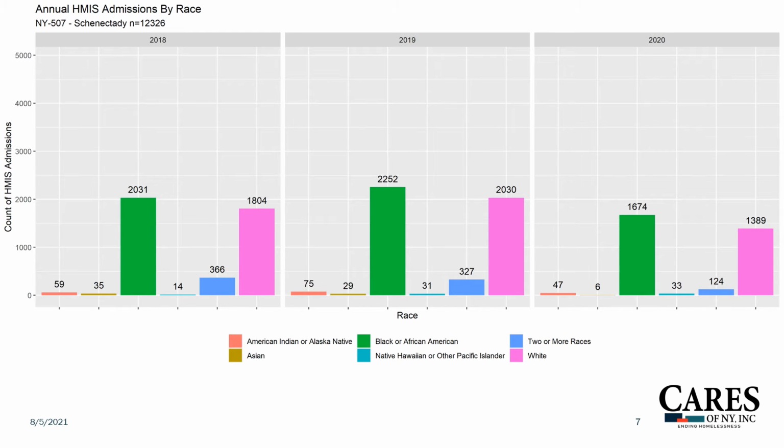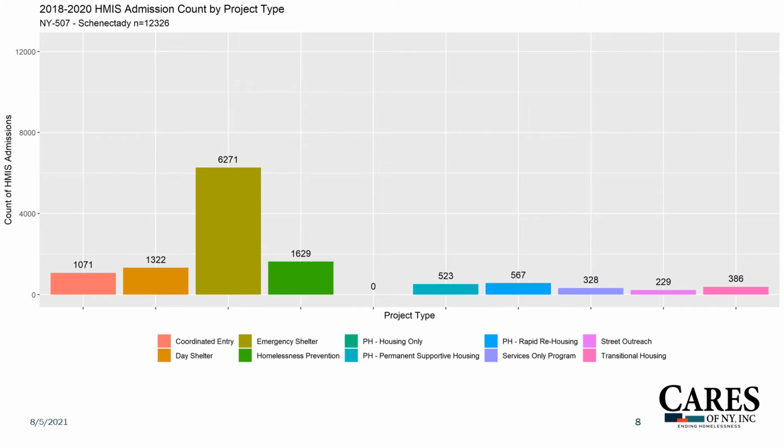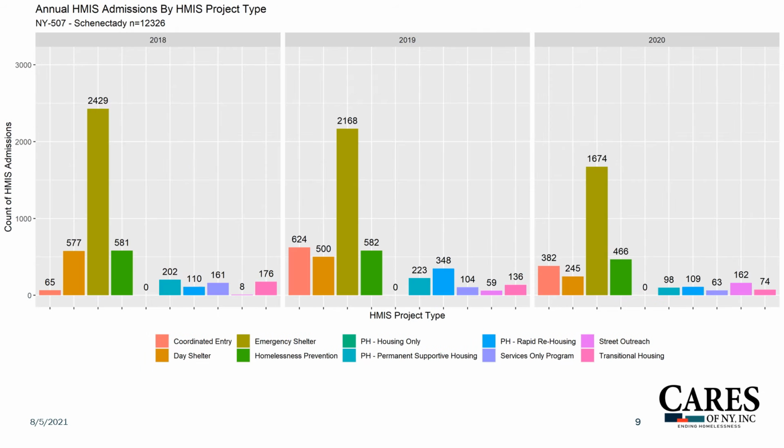Here we're looking at each of the HMIS admissions by year. And what we can see is that each year we had more admissions of Black or African American clients than white clients. And we saw that our greatest amount of admissions were in 2019, which could be caused either by greater demand or more programs that are entering into HMIS. And across all 3 years, we saw that the 3 most common project types for admissions were emergency shelters, homeless prevention, and day shelters. And we'll look at the previous visualization year over year.